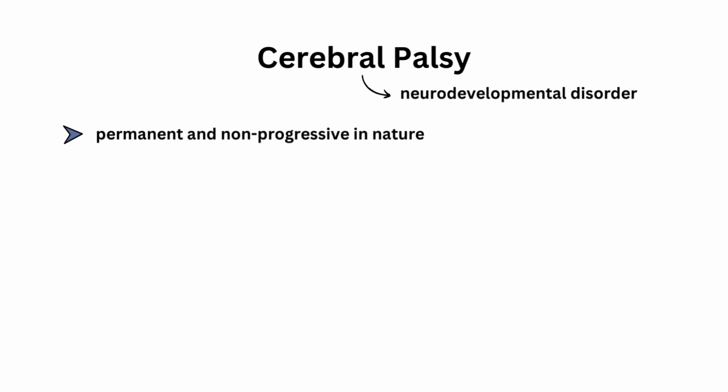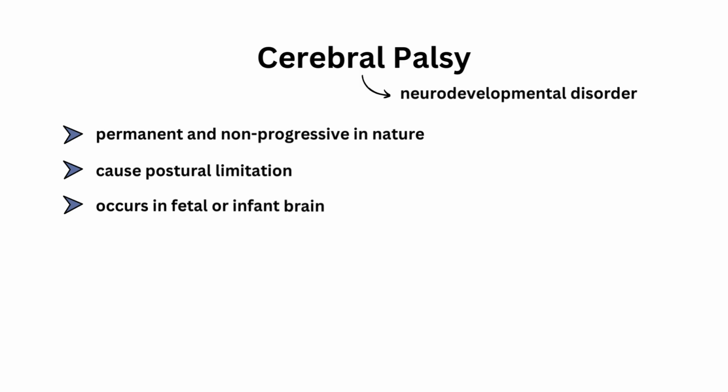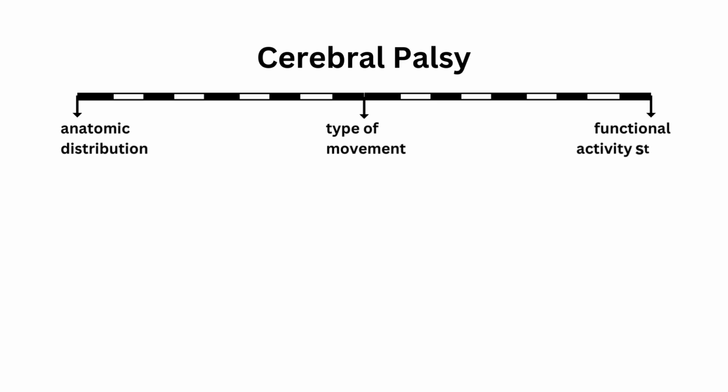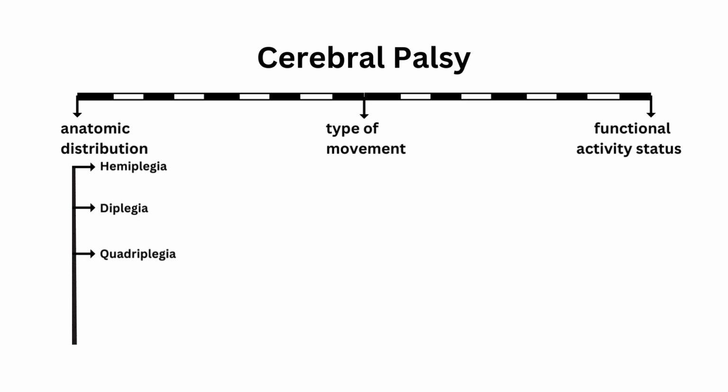Cerebral palsy is a neurodevelopmental disorder. It is permanent and non-progressive in nature, causing postural limitation, which occurs in the fetal or infant brain. CP is classified on the basis of anatomic distribution, type of movement, and functional activity status. Anatomic classification is further subdivided into hemiplegia, diplegia, and quadriplegia.